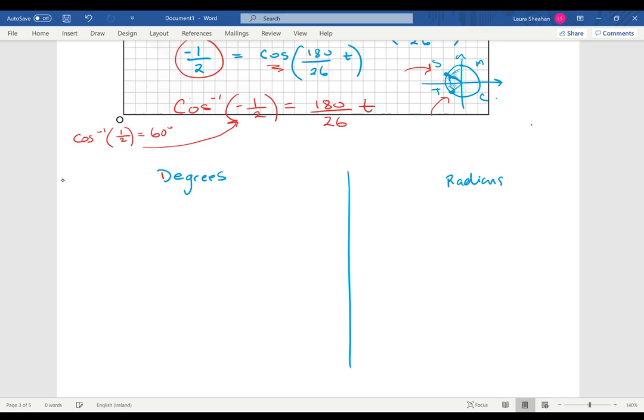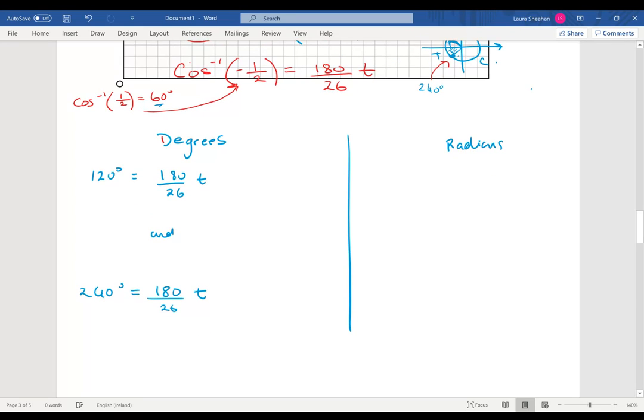So my reference angle here is 60 degrees. Now it's 60 degrees in the second quadrant, so it's 60 degrees from 180, which would be 120. And then in the third quadrant, it is 180 plus 60, so that would be 240 degrees. So if I'm working with degrees, the two values I have are 120 degrees is equal to 180 over 26t, and 240 degrees is equal to 180 divided by 26t.